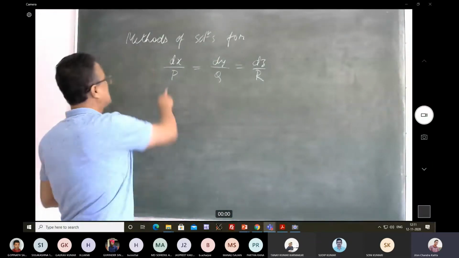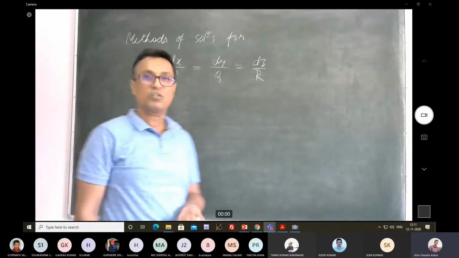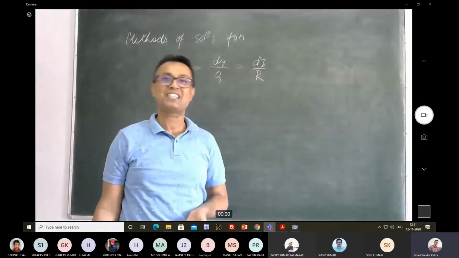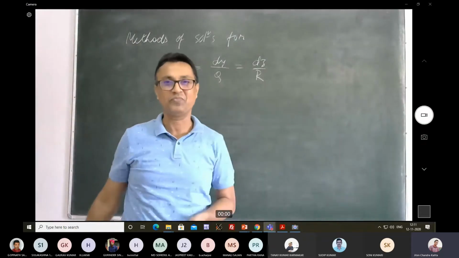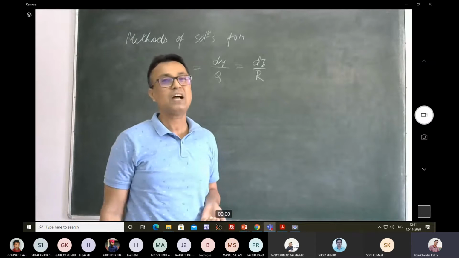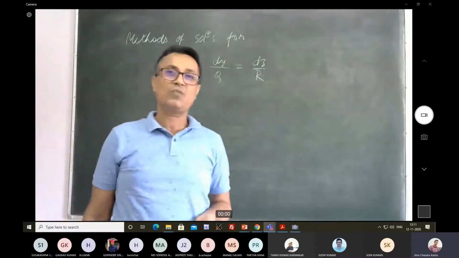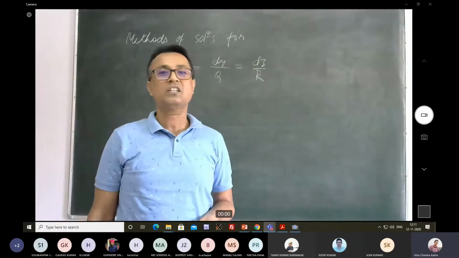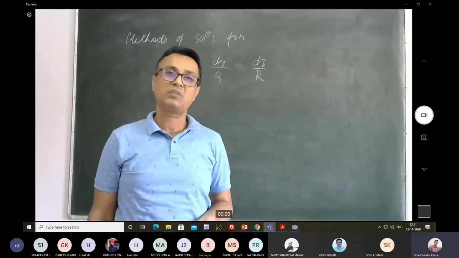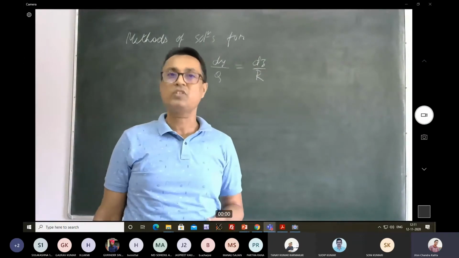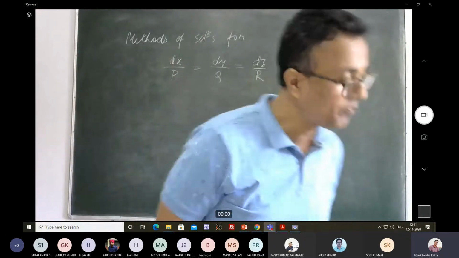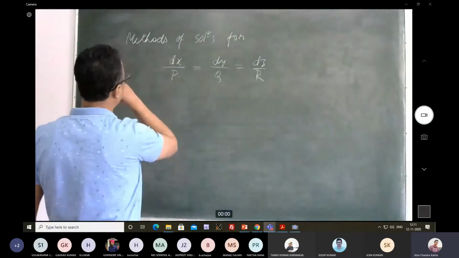So now, because you are already conversant with the methodology of solving this equation, I'm not going to discuss that in detail because you already know it. But what I'm going to do is solve a couple of problems in such a way that the understanding of the geometry becomes clearer to you. Okay, fine. So how do we find this solution?